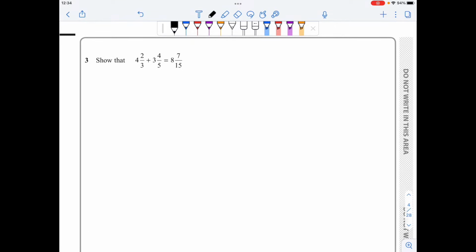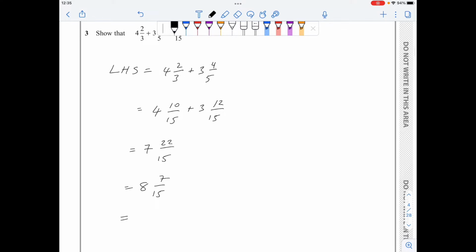For question 3, I'll start with the left-hand side, which is 4 2/3 plus 3 4/5. I'll make the denominators the same, so 4 and 10 over 15 plus 3 and 12 over 15. This gives me 7 and 22 over 15, which is equal to 8 and 7 over 15, and this is equal to the right-hand side, hence proved.